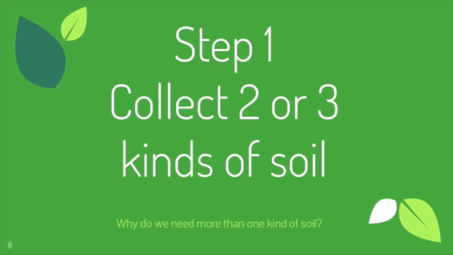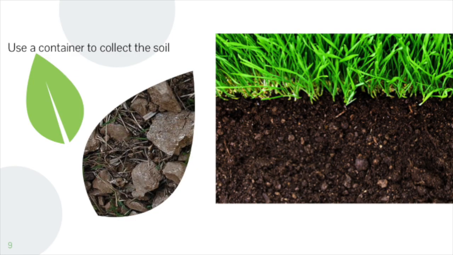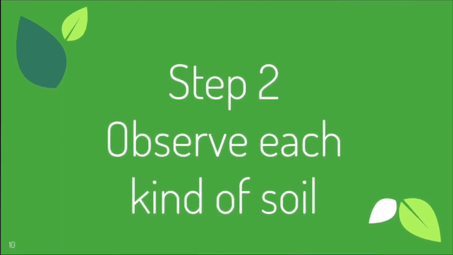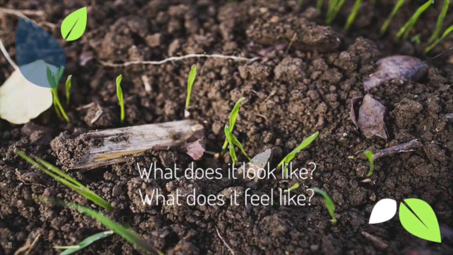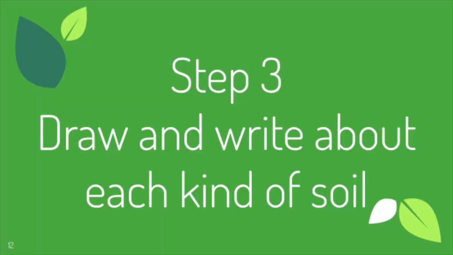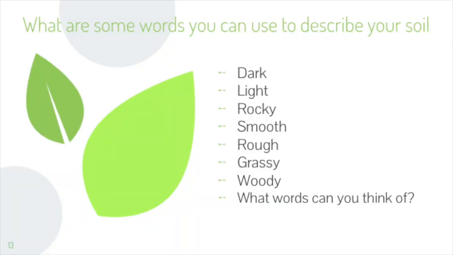Once you find soil, collect 2 or 3 kinds. Step 2, observe each kind of soil. What does it look like and feel like? Step 3, draw and write about each kind of soil. What are some words you can use to describe your soil?